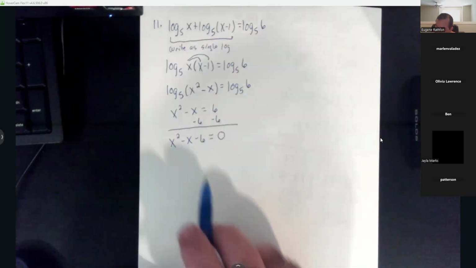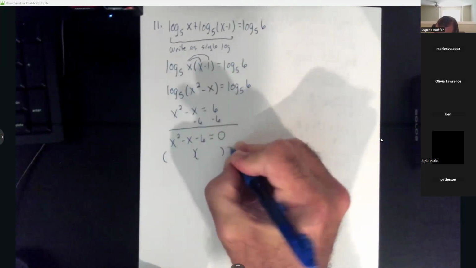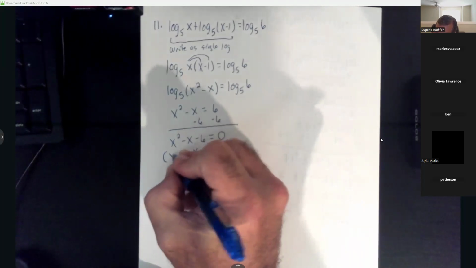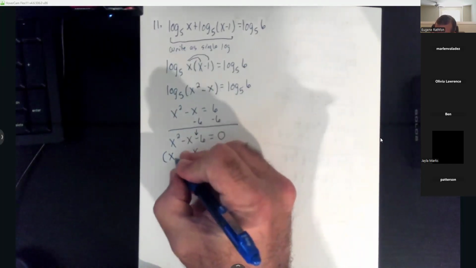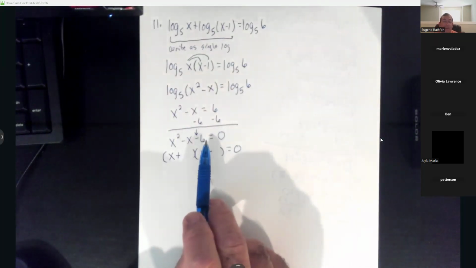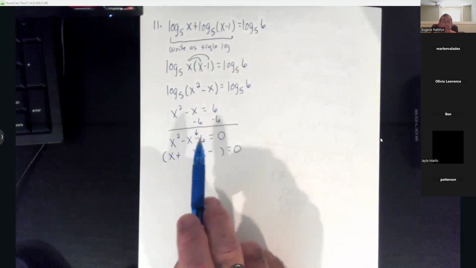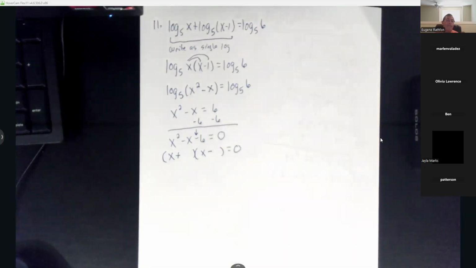Alrighty, y'all, so this one's going to have to be factored again. So x squared is an x and an x. Once again, that's negative at the end, so we're going to have unlike signs. All right, so let's find factors of 6 that'll subtract and give me 1.